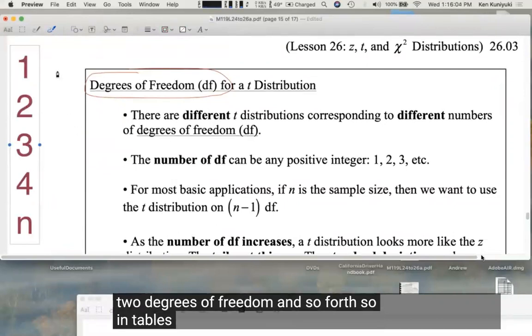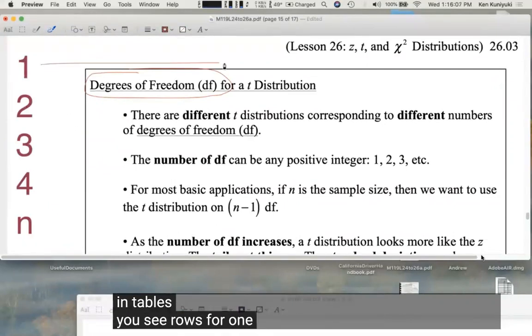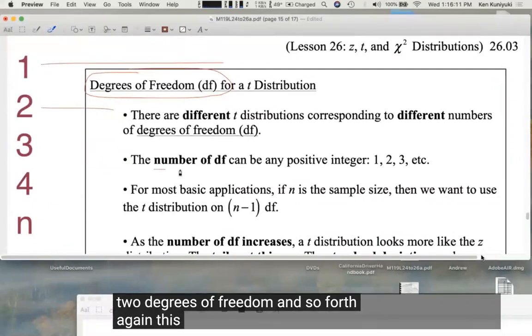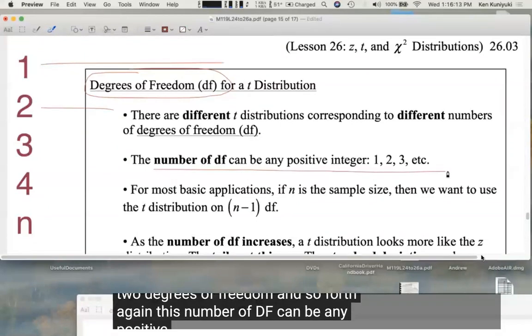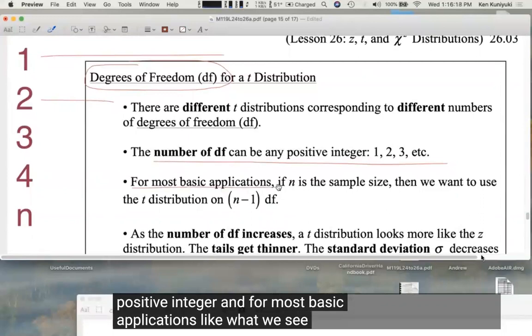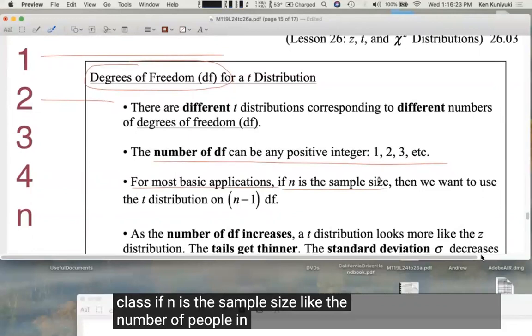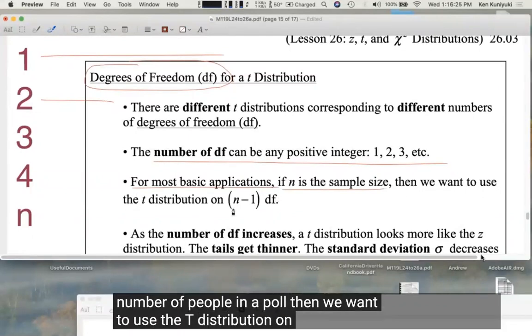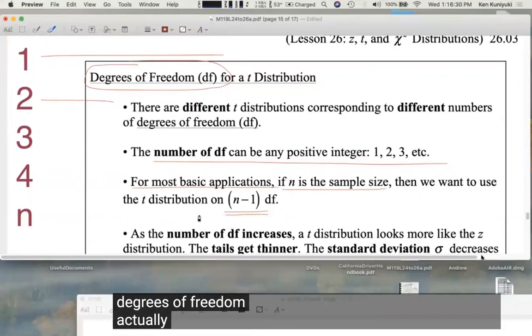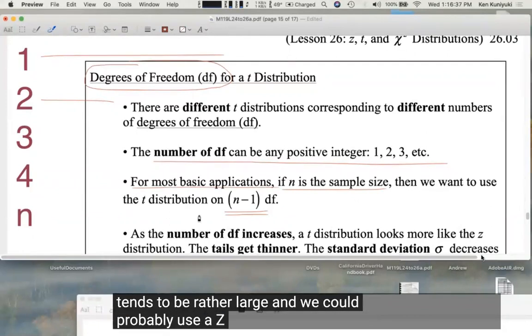So in tables, you see rows for 1 degree of freedom, 2 degrees of freedom, and so forth. Again, this number of df can be any positive integer. And for most basic applications, like what we see in our class, if n is the sample size, like the number of people in a poll, then we want to use the t distribution on n-1 degrees of freedom. Actually, the t distribution is used more for small sample sizes. For a poll, n tends to be rather large, and we could probably use a z anyway.